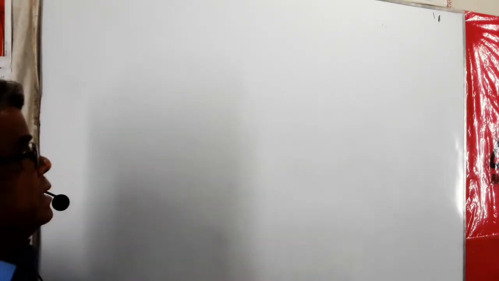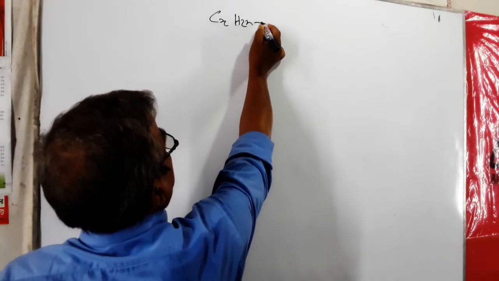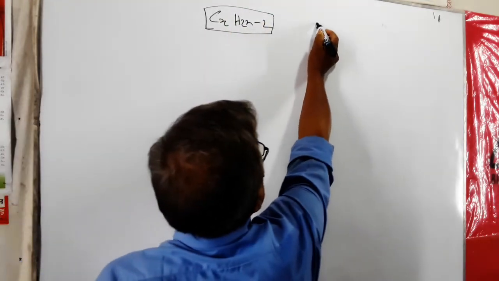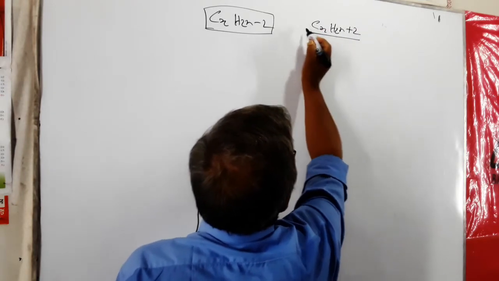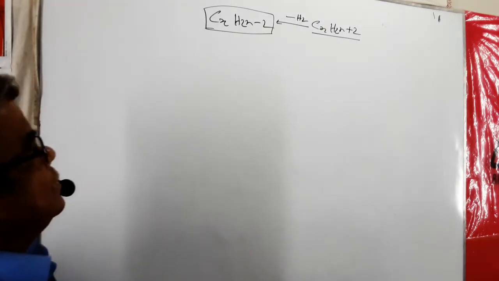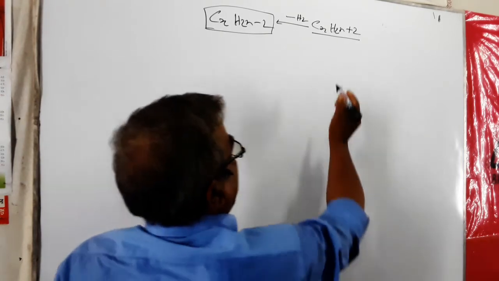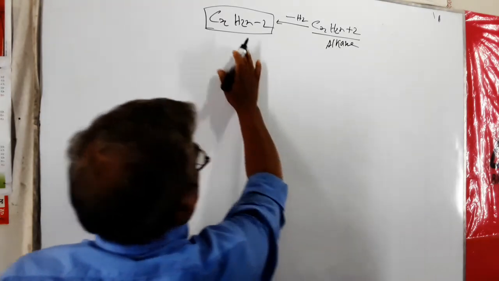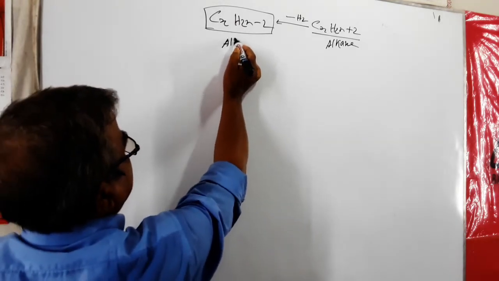Alkyne is generally denoted by the formula CnH2n-2. It means that from alkane there is 2 hydrogen less. This is the saturated hydrocarbon which is called alkane. This is unsaturated hydrocarbon which is called alkyne.